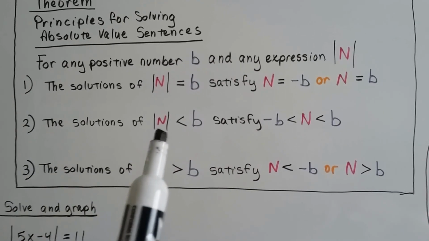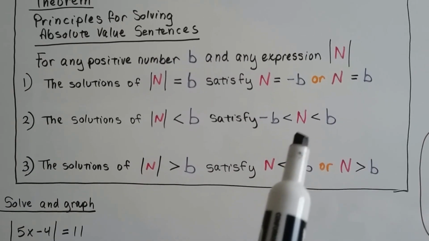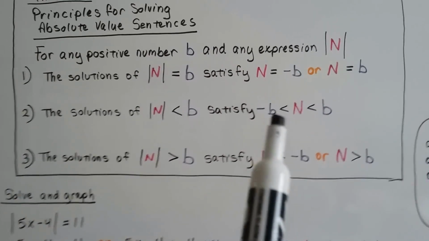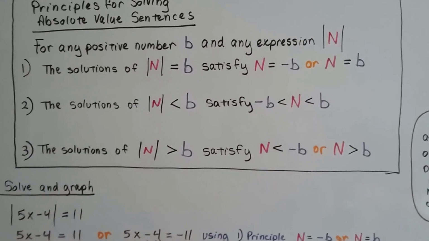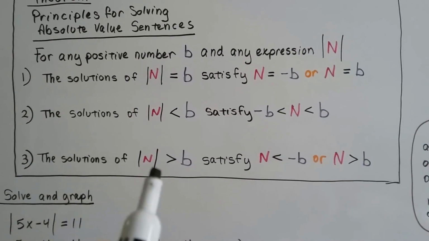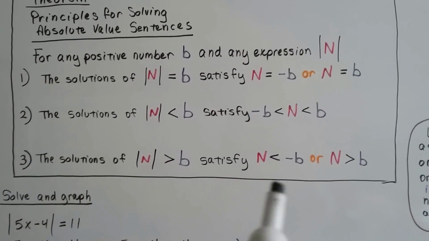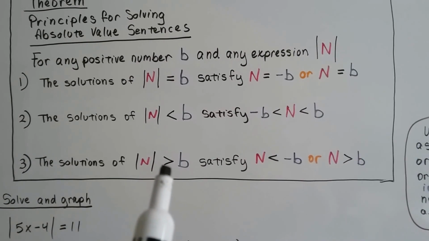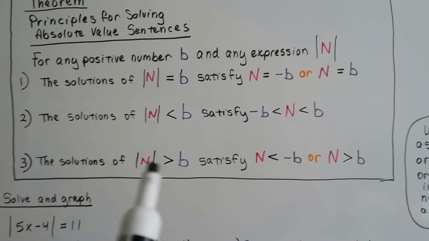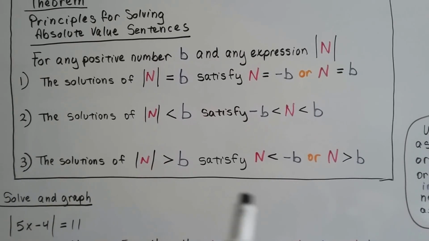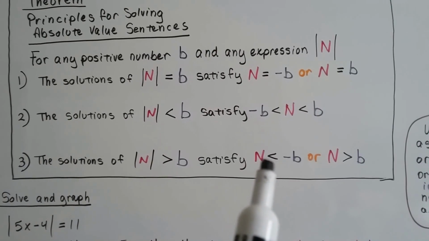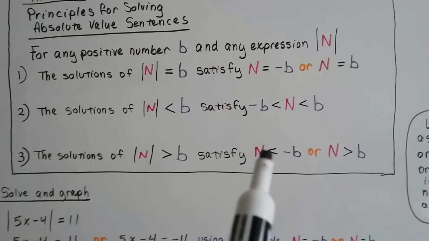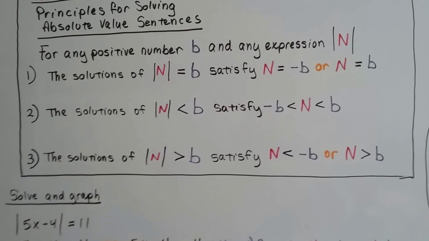The second one says if it's a less than, then we're going to put our absolute value expression in the middle and make it greater than the negative b and less than the positive b. And our final one, if it's greater than b, we're going to make it an or. And if you notice, the sign is saying that this is greater than b, right? When we write it like this, it's going to be less than a negative b or greater than b. See that? How the sign switched right here? It's going the other direction.